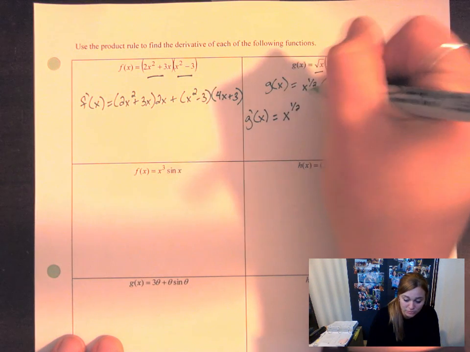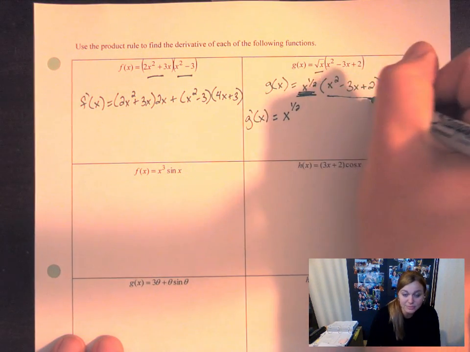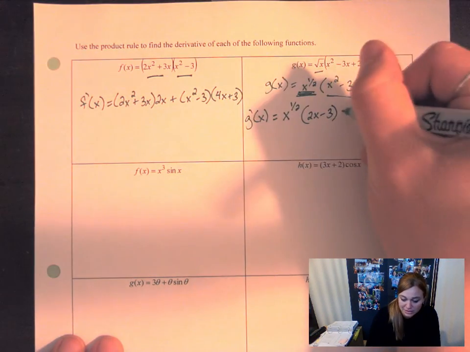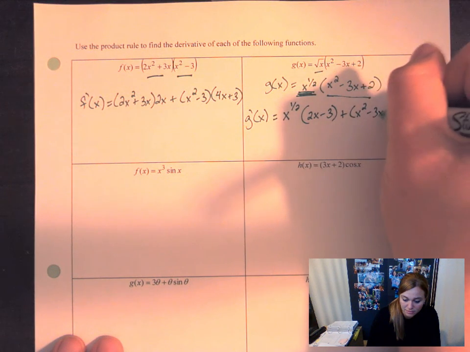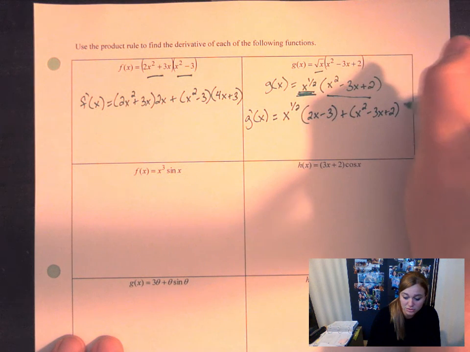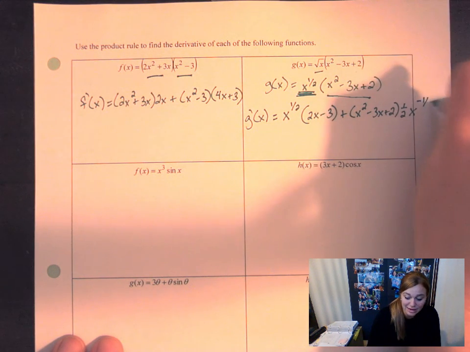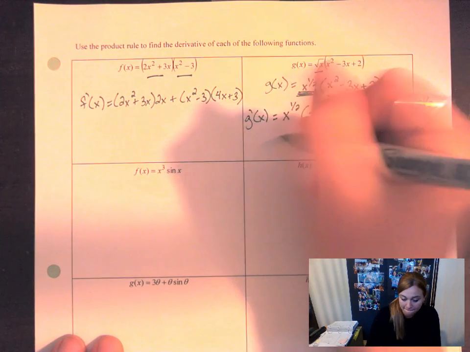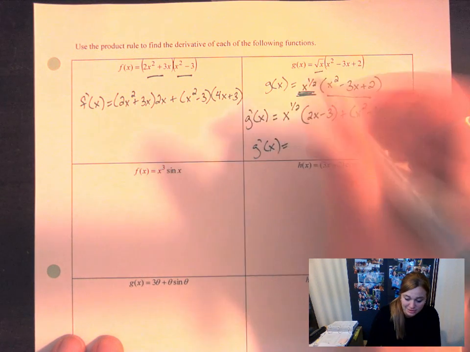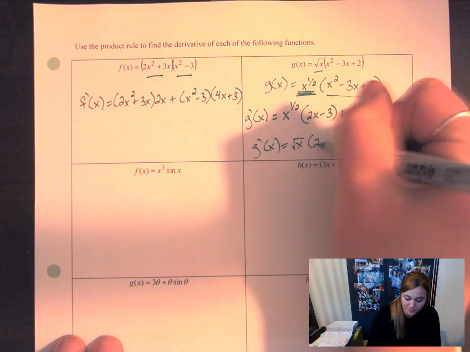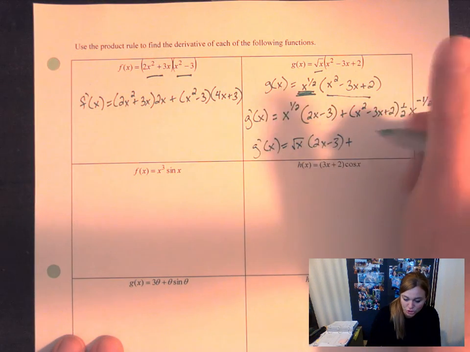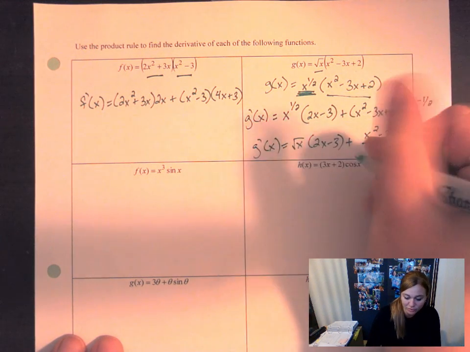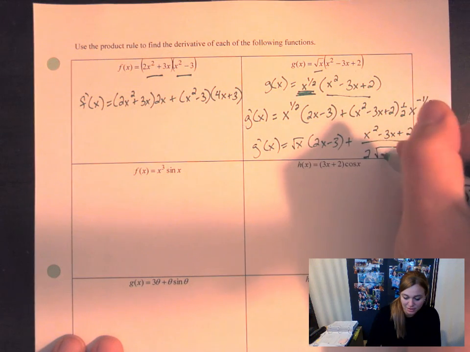This would be my first term, or my first function, times the derivative of the second, plus the second times the derivative of the first. It's 1/2 x to the negative 1/2 power. Remember, you're taking the exponent times the coefficient, subtract 1 from the exponent. The only thing I'm going to simplify is I could change this back into square root of x if I wanted. You don't have to. But I do want to rewrite this as x squared minus 3x plus 2. Write that in the numerator. 1/2 would mean the 2 was in the denominator. And write the square root of x down here.